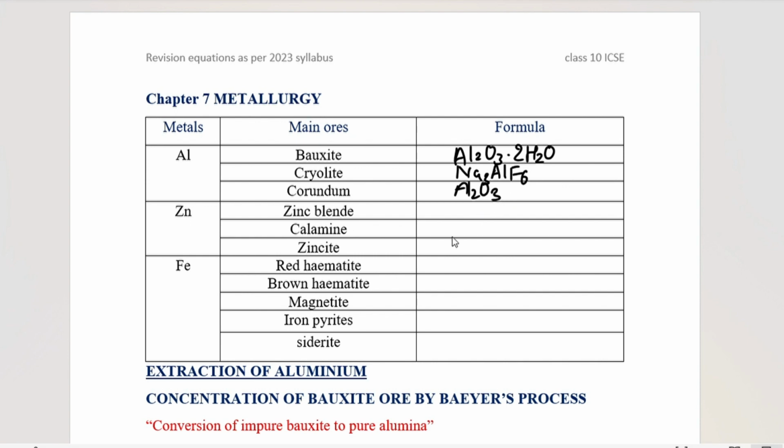Zinc blend is nothing but ZnS, that is zinc sulfide. Zinc oxide is called zincite. Okay. Calamine is zinc carbonate. Zincite is zinc oxide, ZnO. Come to iron. Red hematite.